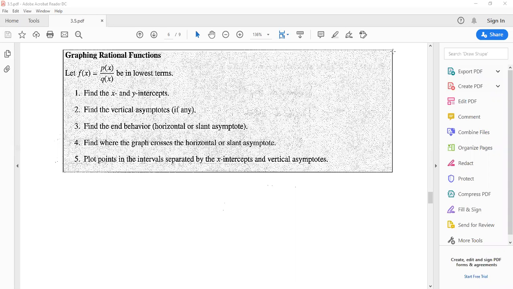All right, and as a sort of addendum to our discussion of rational functions, let's try to put it all together and see if we can't graph one.